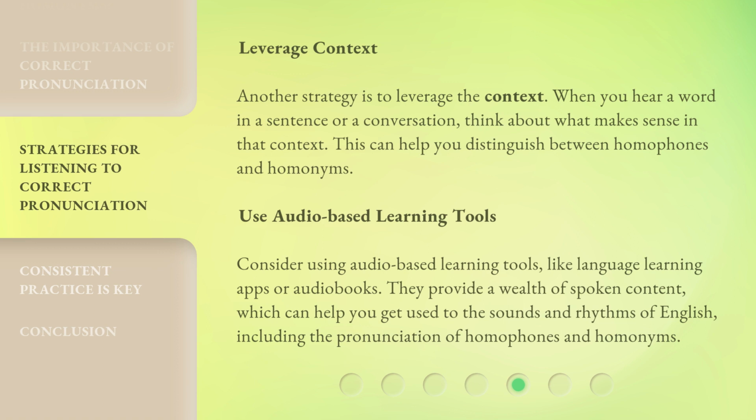Use audio-based learning tools. Consider using audio-based learning tools, like language learning apps or audiobooks. They provide a wealth of spoken content, which can help you get used to the sounds and rhythms of English, including the pronunciation of homophones and homonyms.